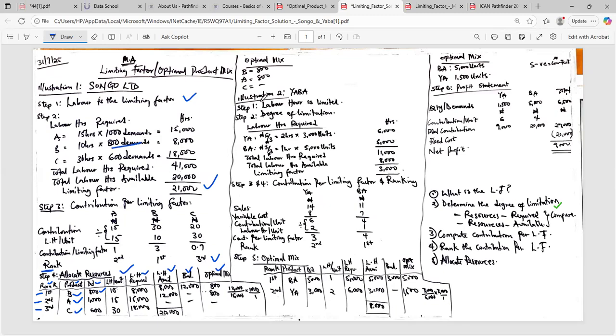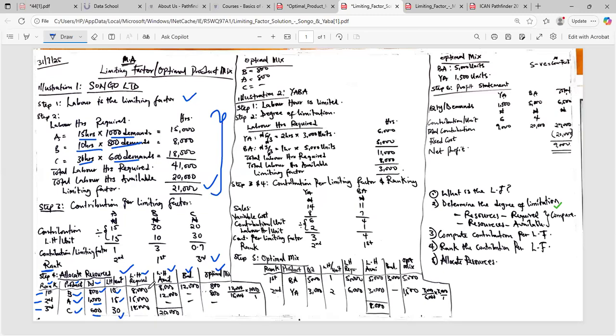Whatever we are doing here now is what we have done in step 2. That's what we are repeating again before we can allocate. Just flow with me. What's the demand for B? 800. What's the demand for A, which is this one? 1,000. Look at it here, 1,000. What's the demand for C? 600. What's the labor hour per unit for B? 10 hours. We know it before. What's the labor hour per unit for A? 15 hours. What's the labor hour per unit for C? It's 30 hours.